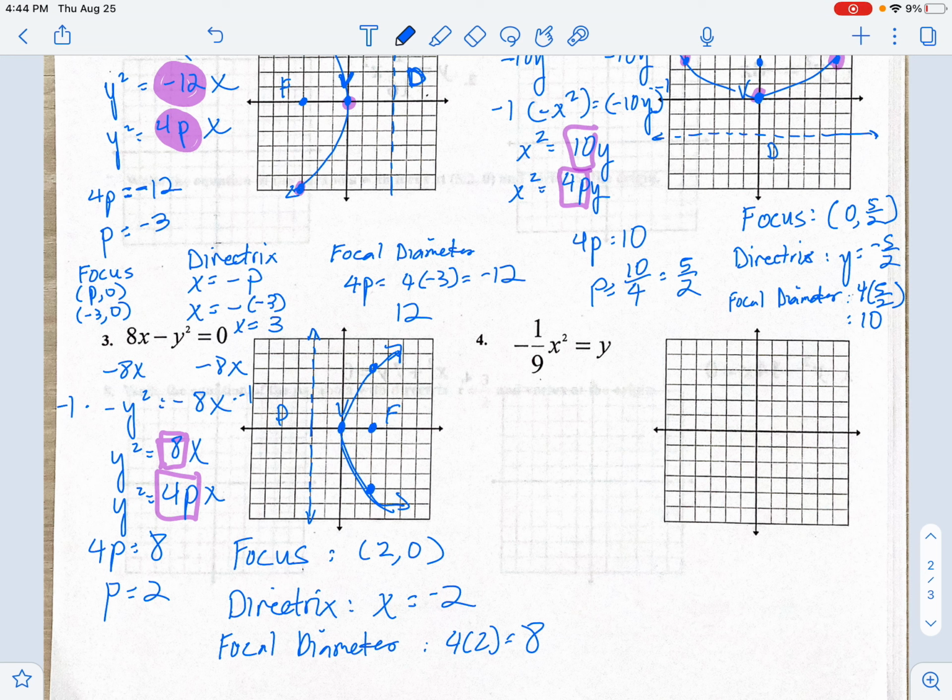Working on this last one. This one's a little bit better. I have negative 1/9 x squared equals y. I need to isolate the x squared again. Therefore, I'm going to multiply both sides by a negative 9, leaving us with x squared equals negative 9y.